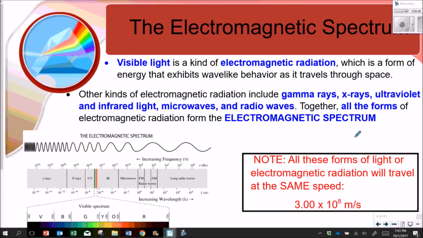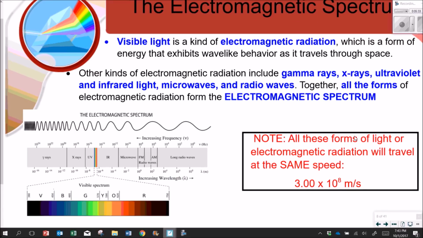Let's look at the electromagnetic spectrum. Visible light is a kind of electromagnetic radiation, which is a form of energy that exhibits wave-like behavior as it travels through space. There are other kinds of electromagnetic radiation, and these include gamma rays, X-rays, ultraviolet and infrared light, microwaves, and radio waves. Together, they all form the electromagnetic spectrum. This chart down here will be given to you, so you do not have to memorize it.